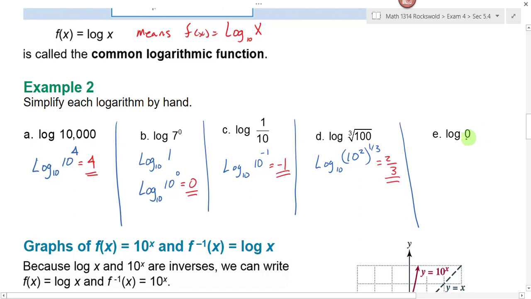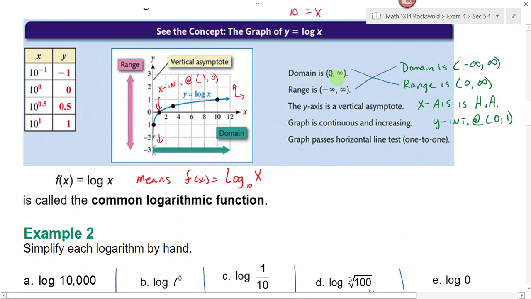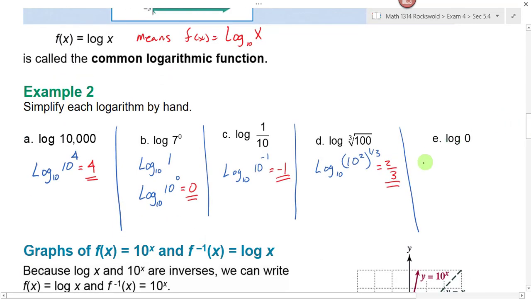On part E, we notice that 0 is not in the domain of the logarithmic function, and if you've forgotten that, we can look up here and see that the domain does not include 0 because it uses a parenthesis instead of a bracket, and therefore this would be undefined. Log of 0 is undefined.